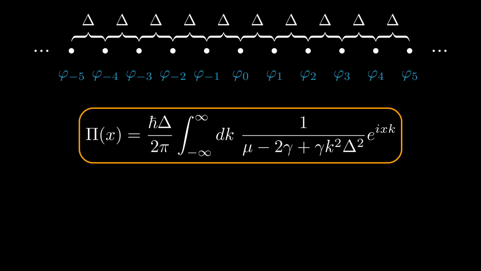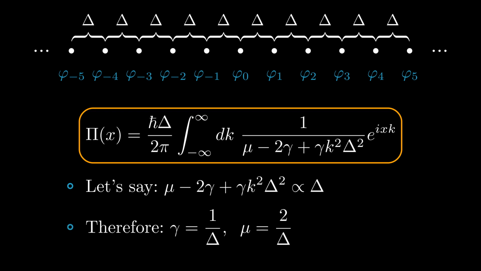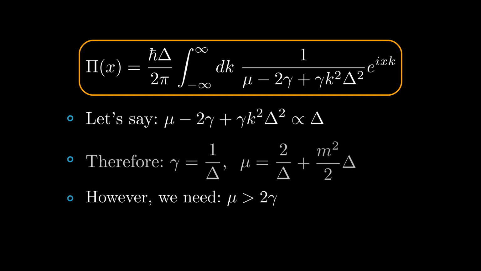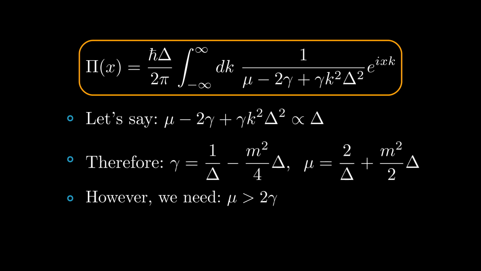To achieve this, let us redefine the characters mu and gamma in such a way that the denominator in our integrand is linear in delta, such that it cancels the delta in front of the integral. A quick solution would be to set gamma equal to 1 over delta, and then mu proceeds to be 2 over delta. However, by rule of the restriction we have seen before, we need mu to be strictly greater than 2 times gamma, so why don't we add a term m squared over 2 times delta to mu? And while we're at it, I'll also subtract m squared over 4 times delta from gamma.